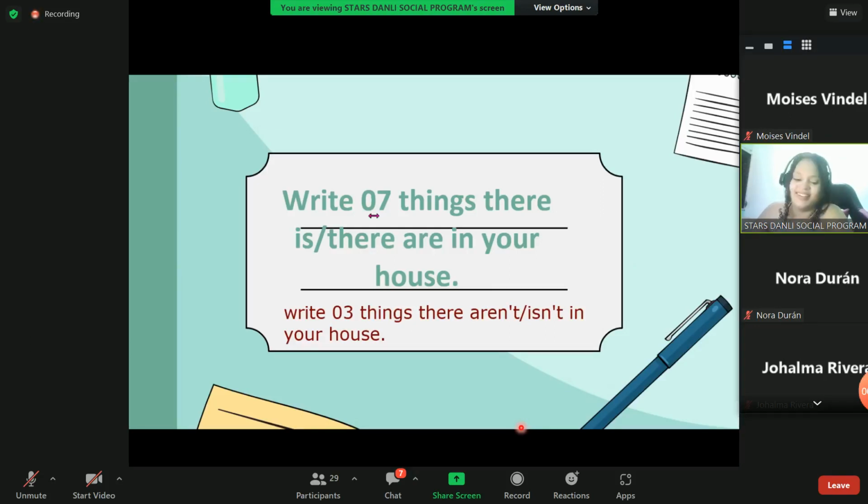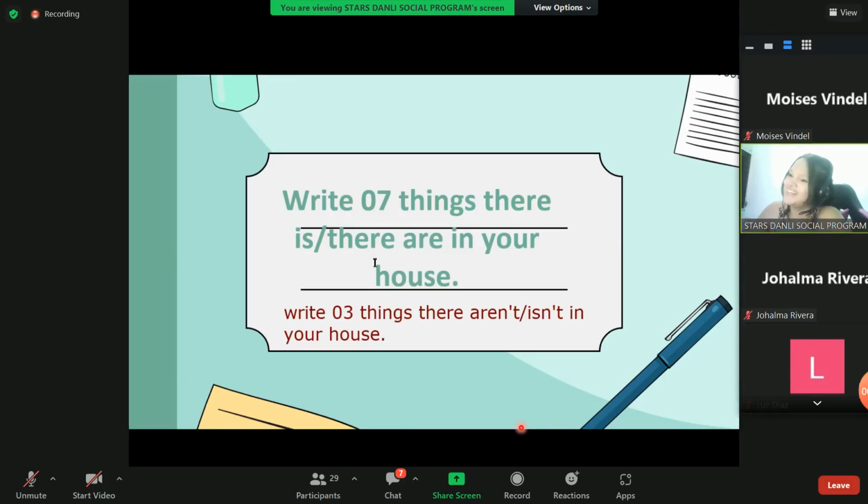Lesbia. There is a bed. Tenemos a Lesbia. No, let me see. Luz. There are 2 showers, and there are 4 chairs. There is not a blender. There is not a microwave. Okay, excellent. Now let me see.